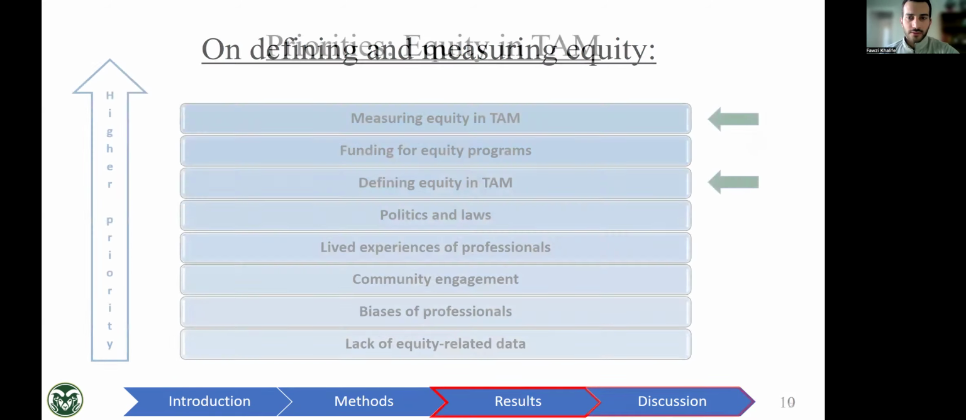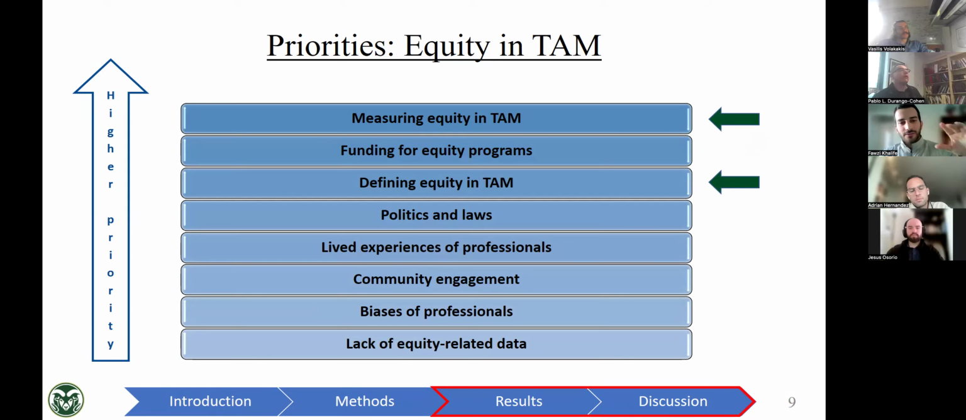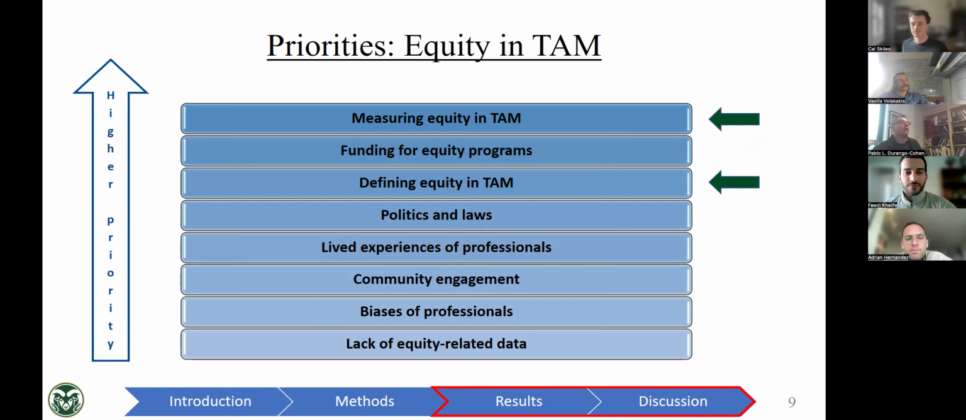The second one was about funding, and the third one was about defining. In terms of funding, we will not focus on that today, but we'll focus on the measuring part and the defining part. And that's where we can contribute, right? As researchers, we can provide asset management professionals with metrics on how to measure equity in TAM and how to define it.